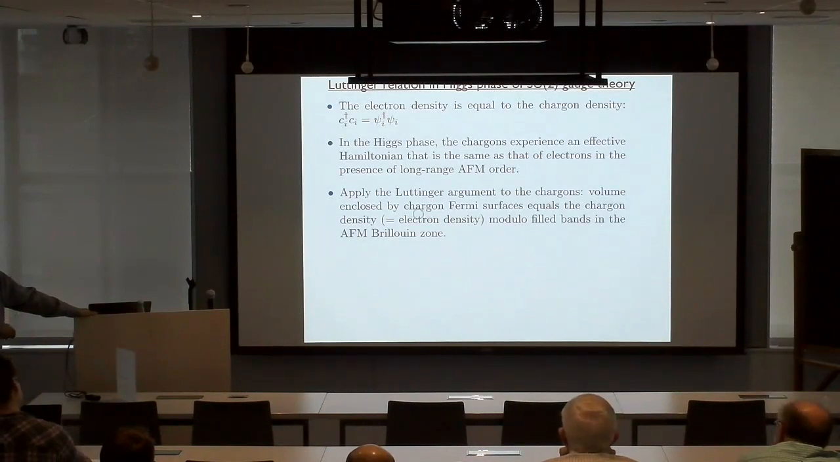So if I apply the Luttinger argument to the chargons, then everything works. I can apply the usual Luttinger argument, just provided I apply it in this phase, in this gauge, where I have picked long-range order for the chargons. So it's really as simple as that.